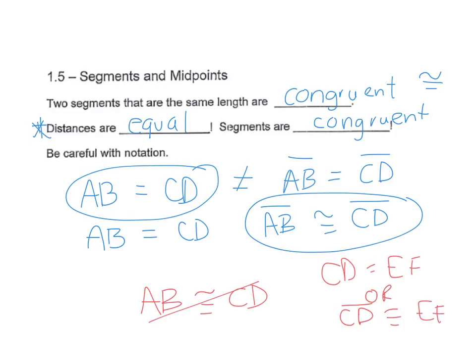And each basically means similar things. In order for the segments to be congruent, the distances have to be equal. If the distances are equal, the segments are congruent. It goes back and forth.